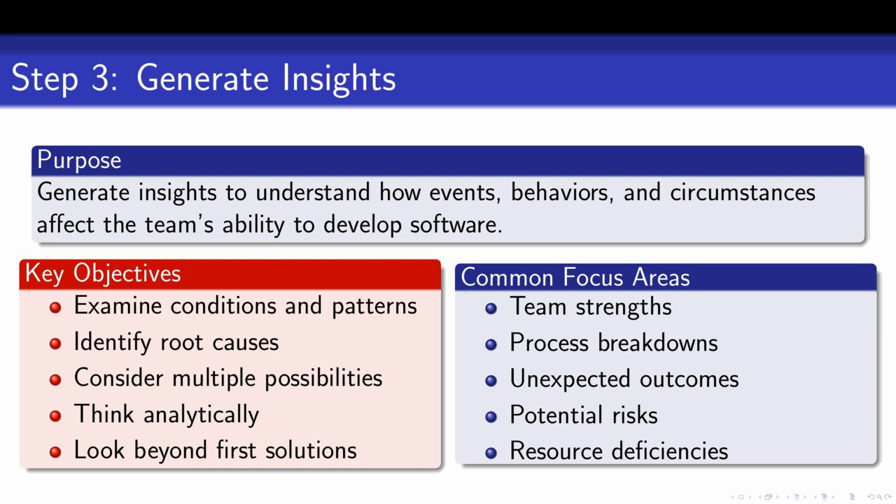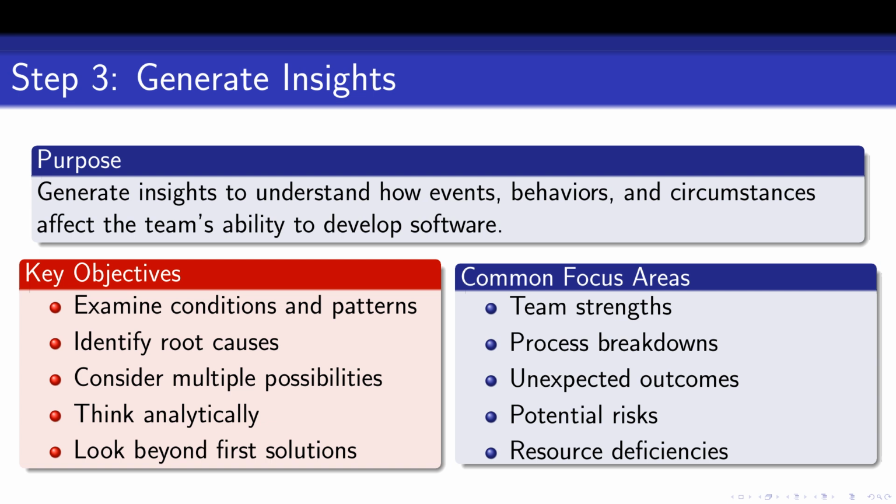Now that we have data, it's time to generate insights. Instead of just listing problems, we analyze patterns across multiple sprints to identify recurring issues. If delays keep happening, we need to determine whether the cause is unclear requirements, lack of resources, or poor communication.